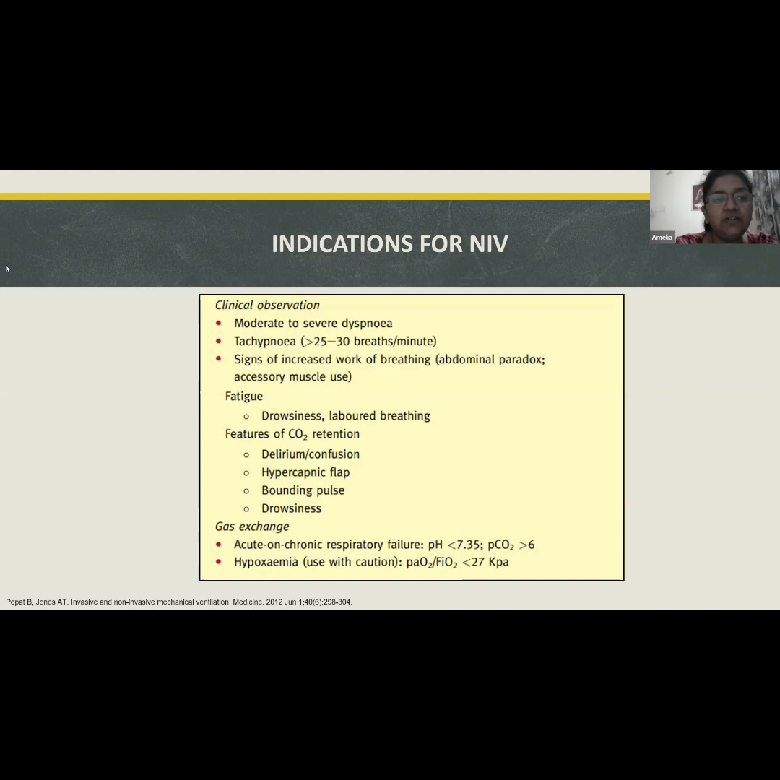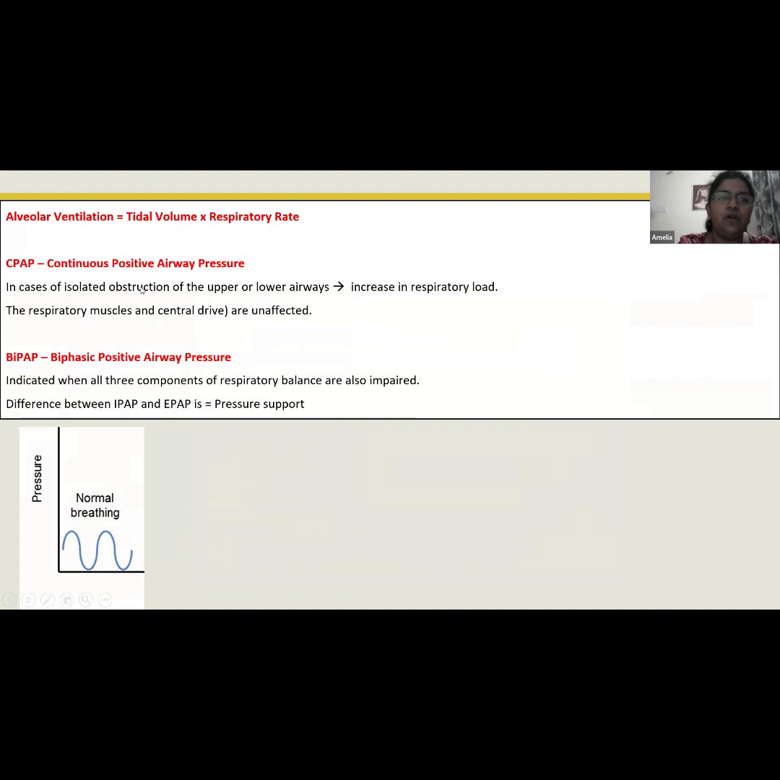So when you're talking about non-invasive ventilation, what does that mean? It basically means that I'm ventilating an individual without being invasive, without introducing anything, not tracheostomy, or mechanical ventilation. So when I'm giving non-invasive ventilation, there are two ways in which I can give it. One is called continuous positive airway pressure, CPAP, in NIV.